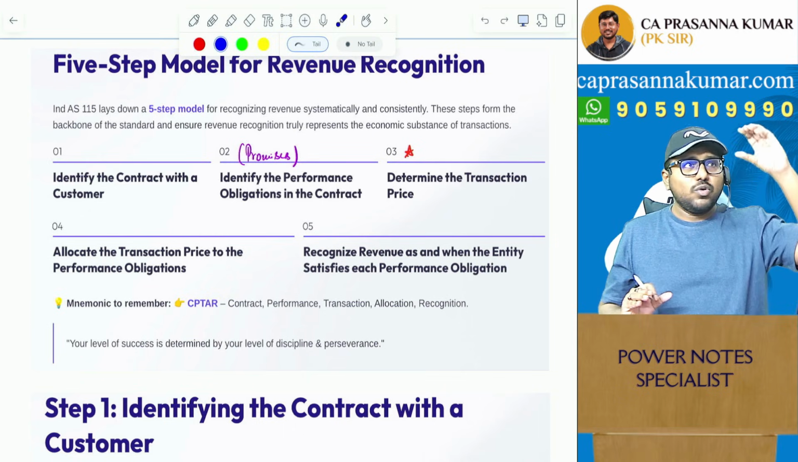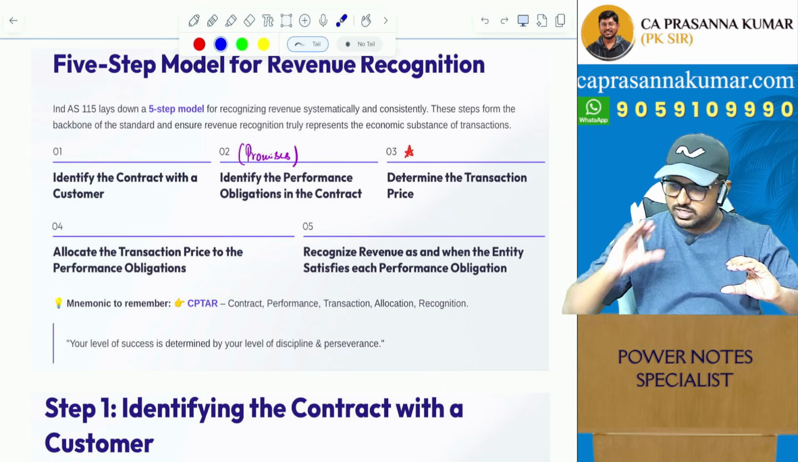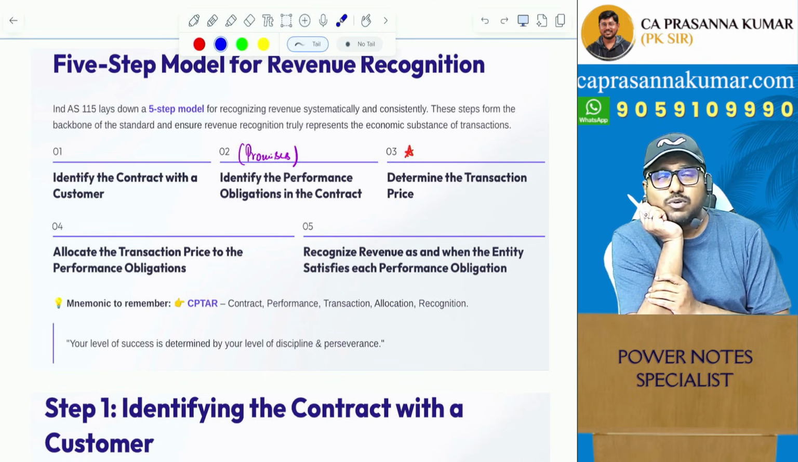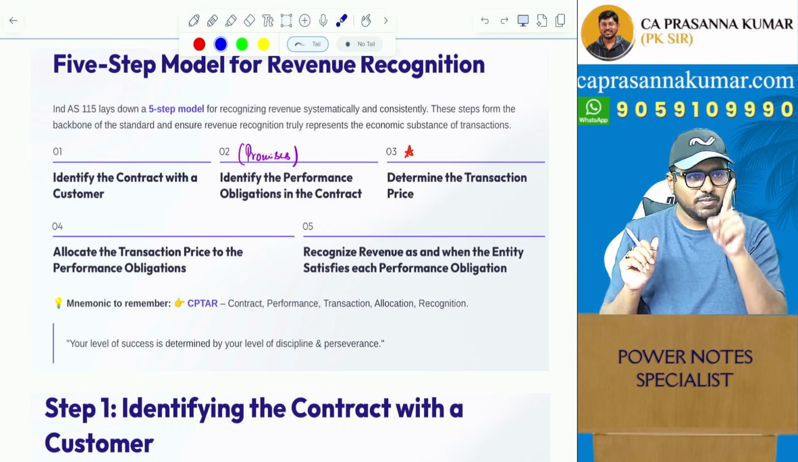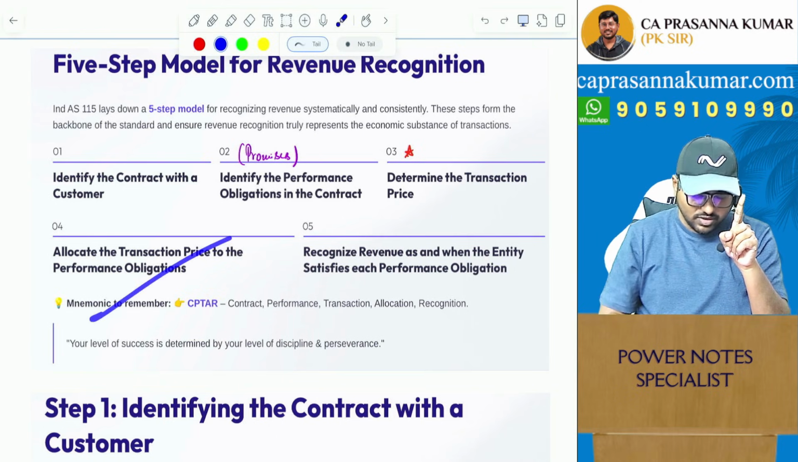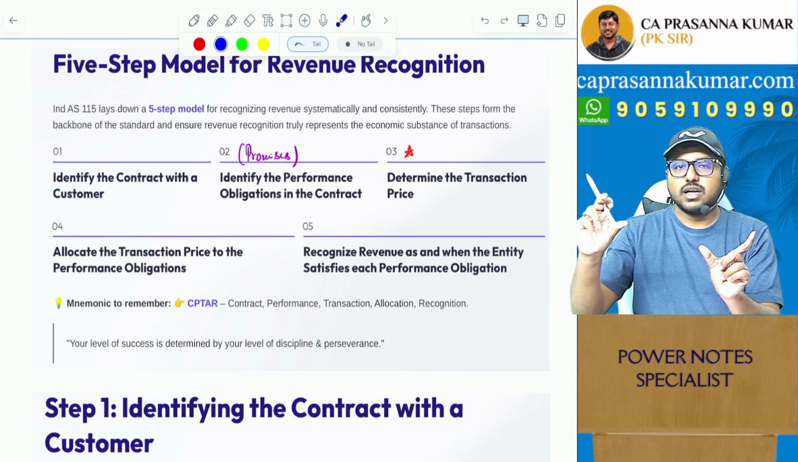And now once you know, for this PO, this much is the transaction price, for this PO, this much, for this PO, this much, you wait for the PO to happen. PO did happen, recognize the transaction price as revenue. Another PO did happen, how much transaction price you already calculated in step 4, that much you recognize as revenue. Another PO did happen, finished, recognize the revenue.